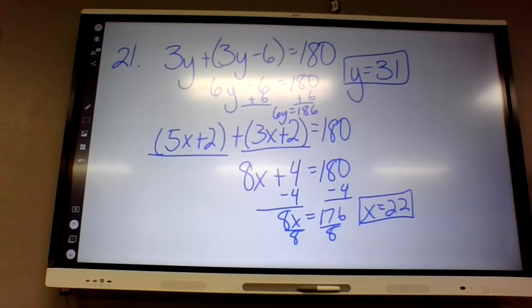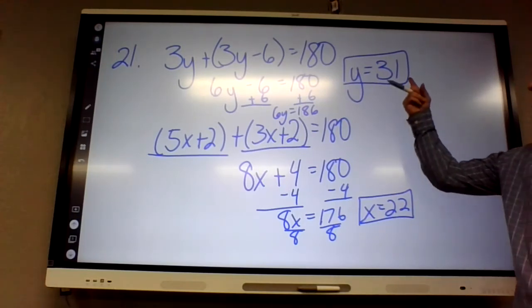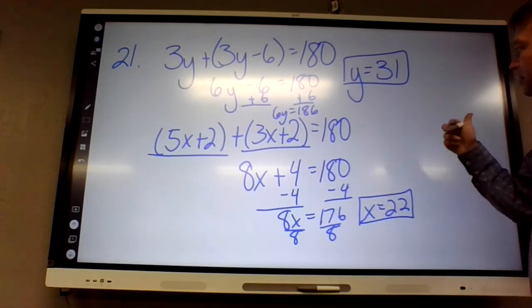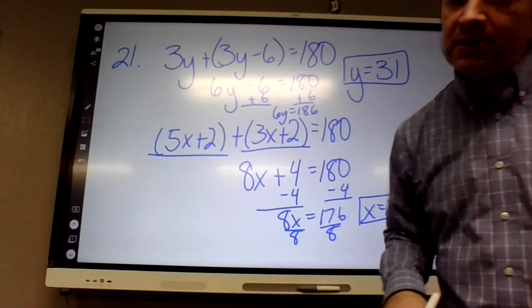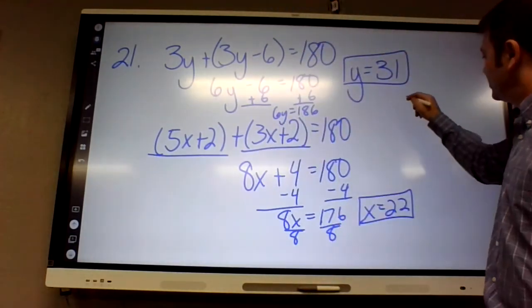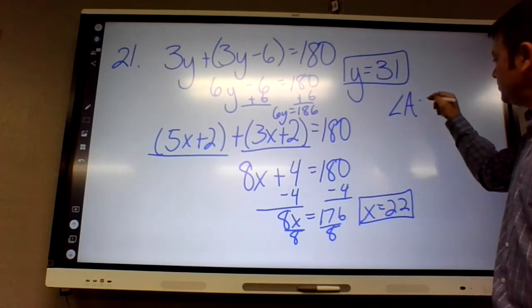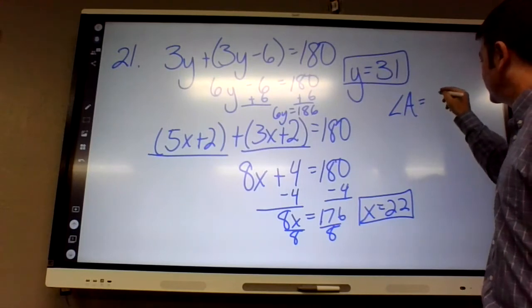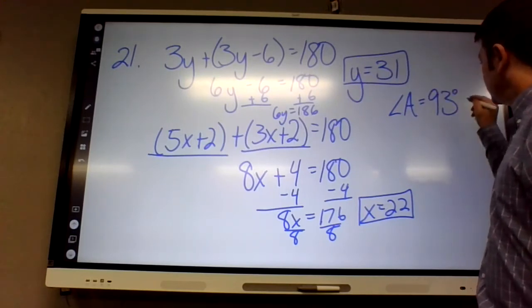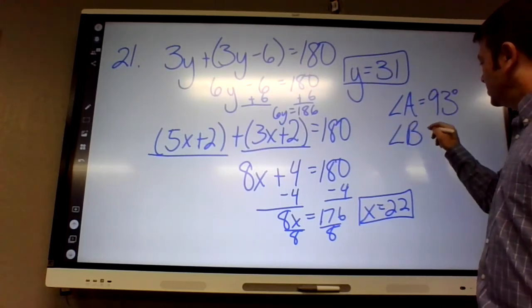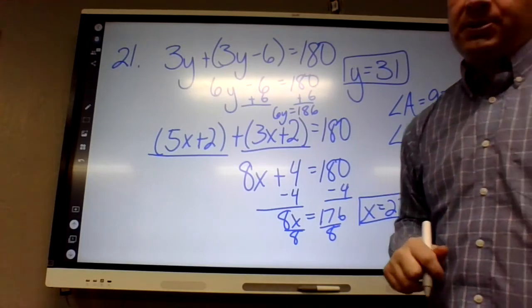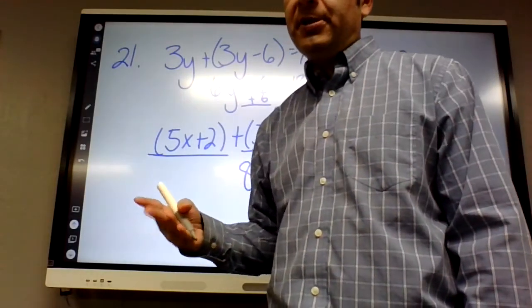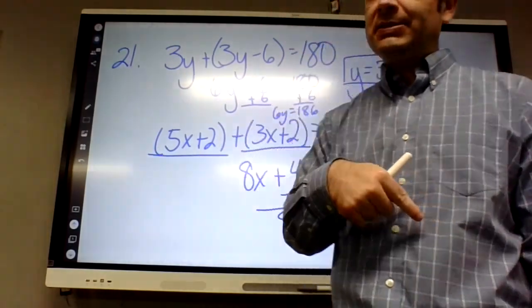All right, is that the final answer? We're supposed to find the angles, so we have to plug all this stuff back in. So let's do, is it A, B, C, D again? Yeah. How do I find angle A? 3 times y. So 3 times 31 is 93. Angle B is 3 times y, 93, minus 6.